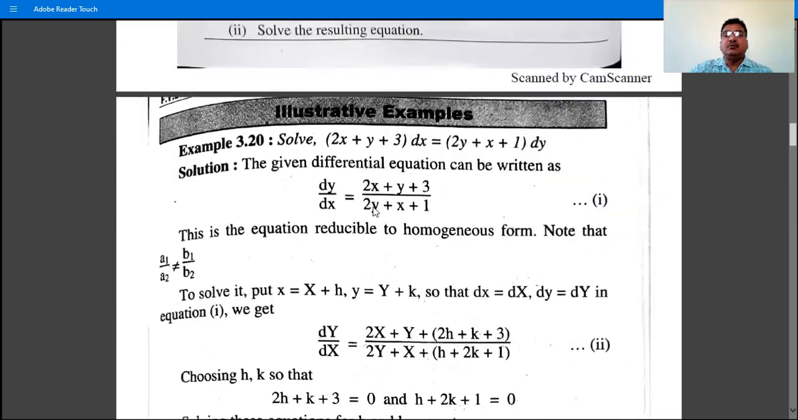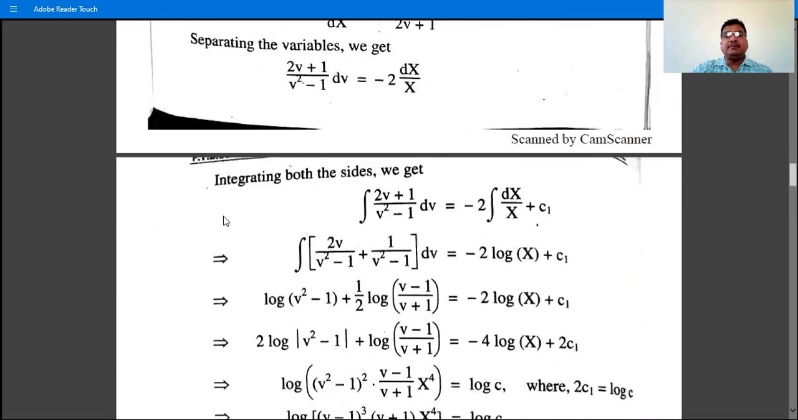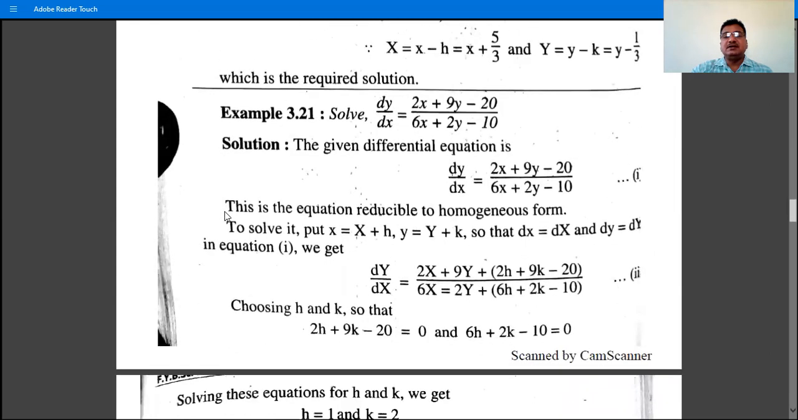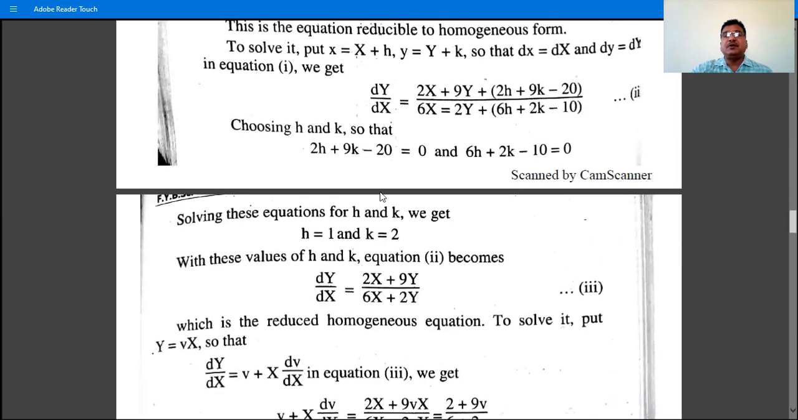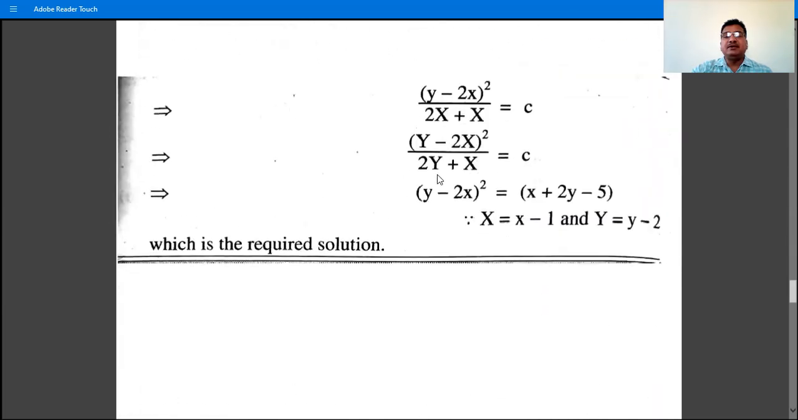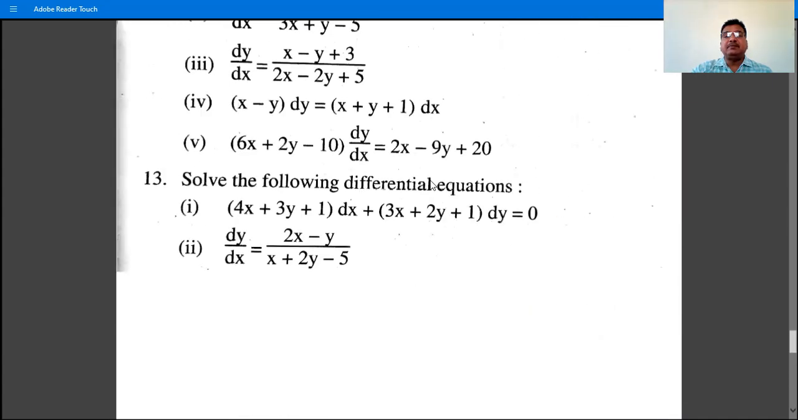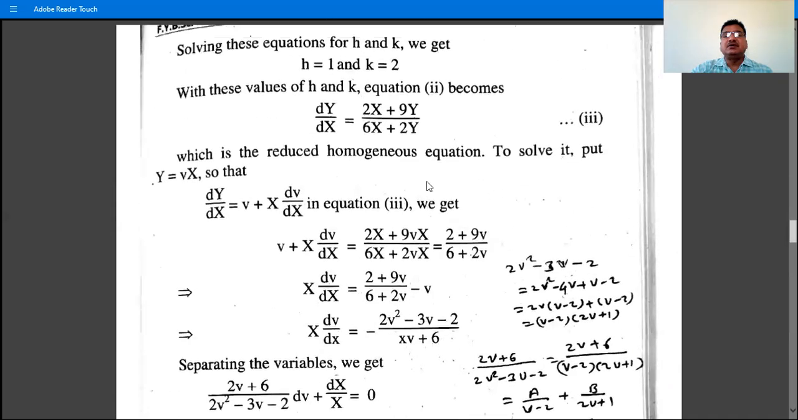So this is the method to obtain the solution of the differential equation of the type dy by dx is equal to (a1x plus b1y plus c1) divided by (a2x plus b2y plus c2) if this a1 by a2 is not equal to b1 by b2. But if a1 by a2 is equal to b1 by b2, then we have to apply another method. We'll discuss the problem of the type a1 by a2 is equal to b1 by b2. So we'll solve this problem.